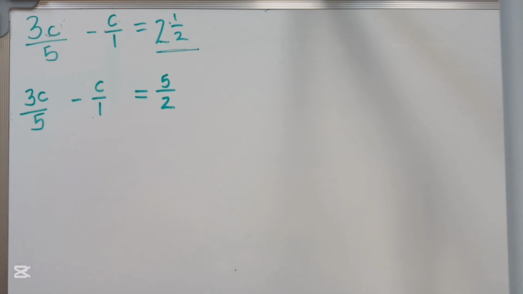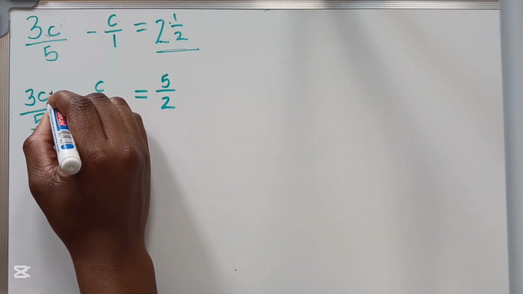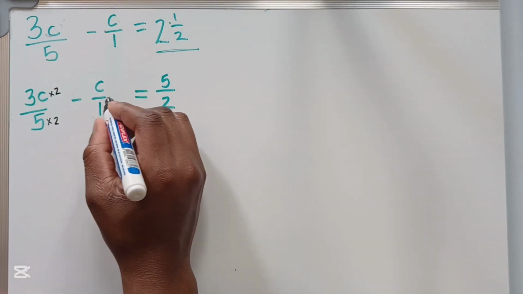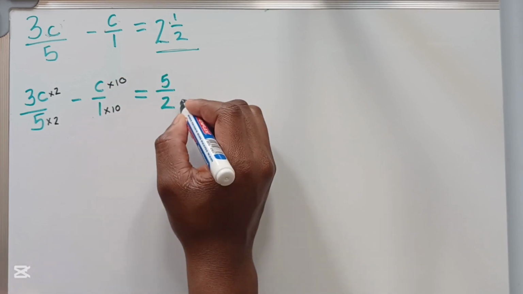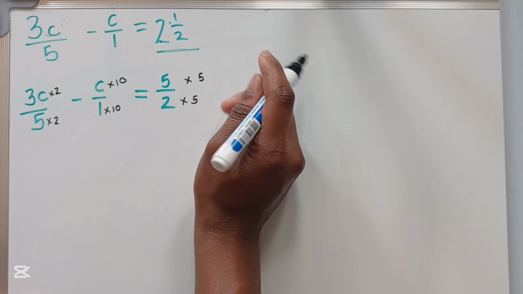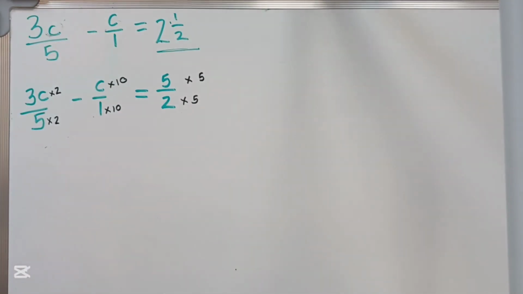The next step is to make the denominators the same. So I'm going to times this with 2. What you do down, you do up. 10, 10, 5, 5. Because the lowest common multiple of 2, 5, and 1 is 10.